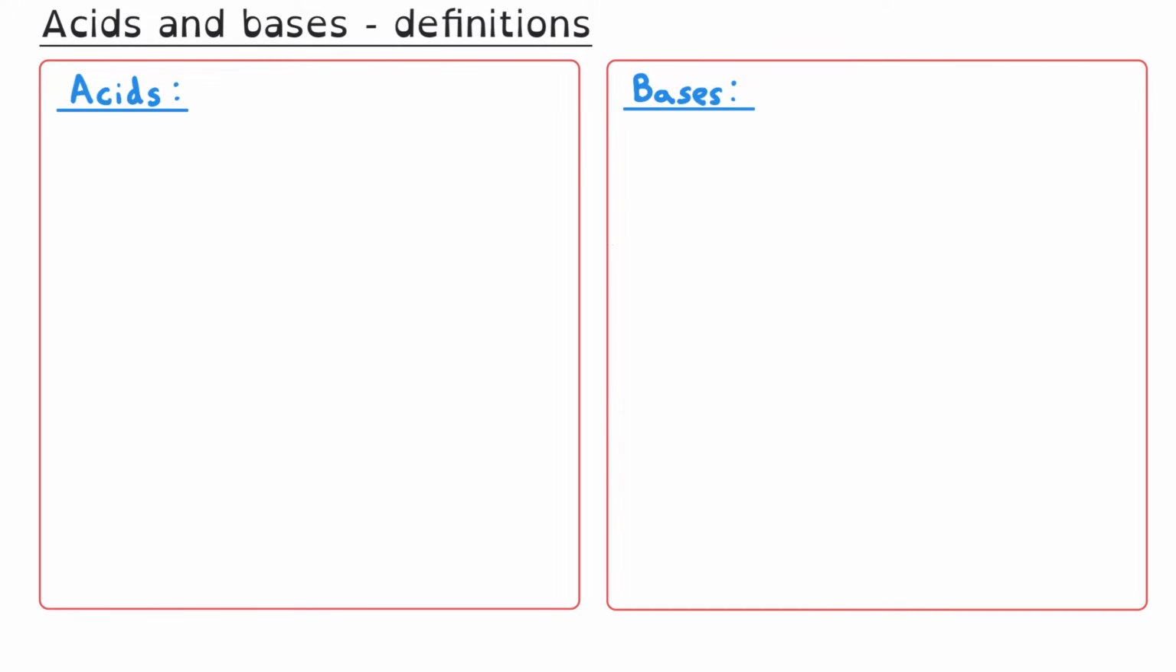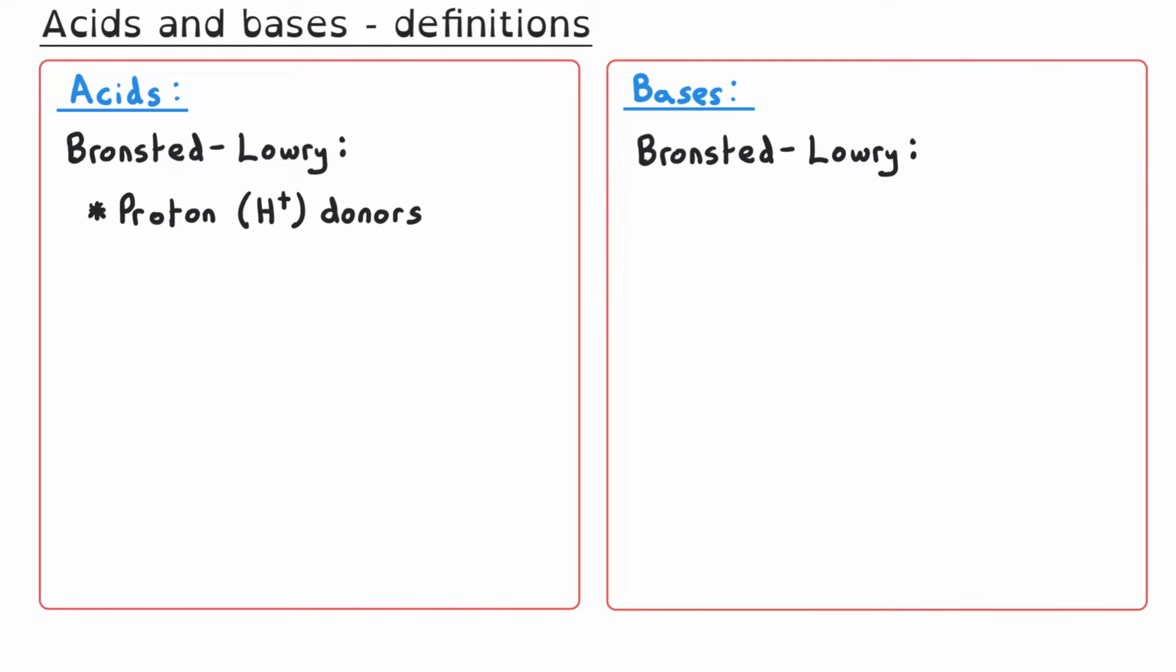There are actually three different definitions for acids and bases that you need to be aware of, and we're going to look at them all here. The first one is the most important one for this topic, which is the Brønsted-Lowry definition. Acids are defined as proton donors or hydrogen ion donors, and bases are defined as something that can accept hydrogen ions or protons.